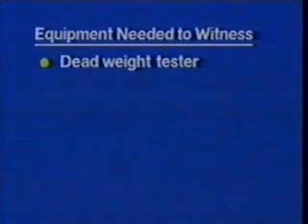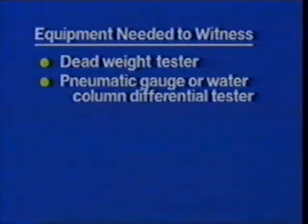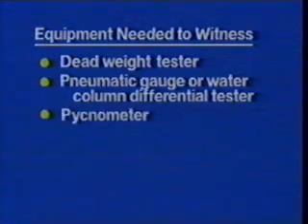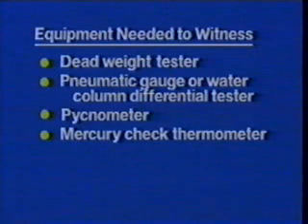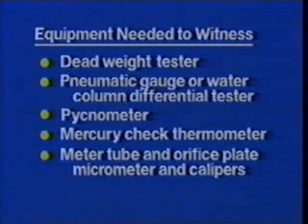Although you may only be a witness to another party's test, you should always be equipped to duplicate all the tests. You have the duty as a witness to see to it that test instruments are measuring correctly and proper test procedures are followed. The minimum equipment you need for this includes deadweight tester, pneumatic gauge or water column differential tester, pycnometer, mercury check thermometer or an equivalent, meter tube and orifice plate micrometer.